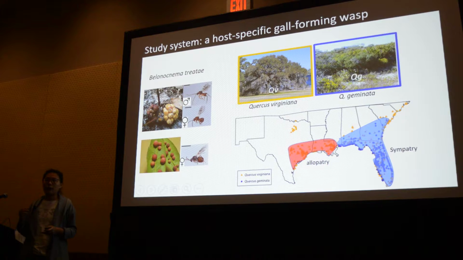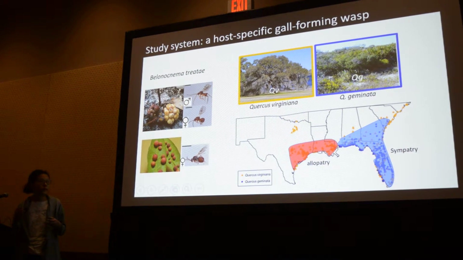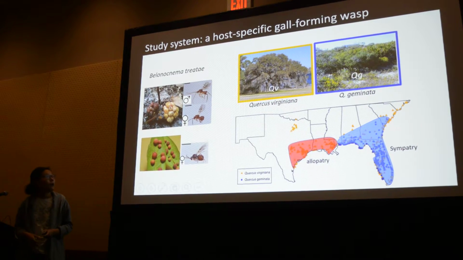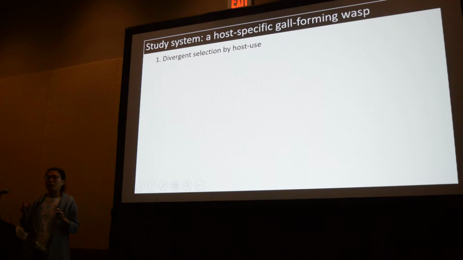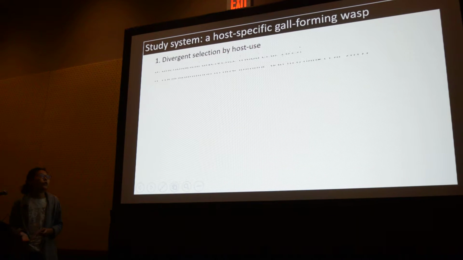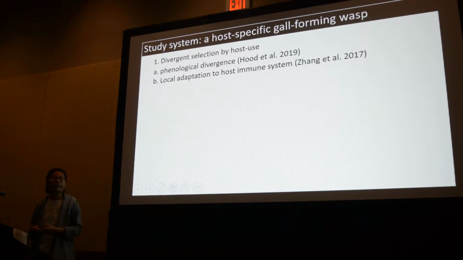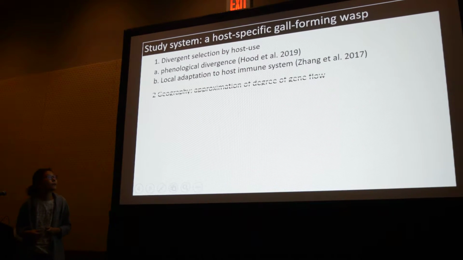For the rest of my talk, I will use QV and QG to refer to the gall wasp populations that feed on each host species. In this system, we already know that populations feeding on the two host species are under divergent selection due to both the phenological divergence between tree species and local adaptation to the host immune system.